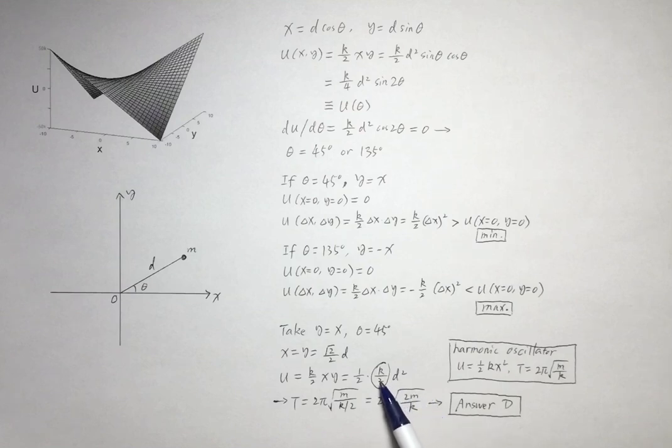This reminds us of the harmonic oscillator case. In a standard harmonic oscillator, if U is one half k x squared, then the oscillation period is 2 pi square root of m over k. So we use this expression in our case. That means T is 2 pi square root of m over this effective spring constant k. Cleaning up, it is 2 pi square root of 2m over k, which is answer D.